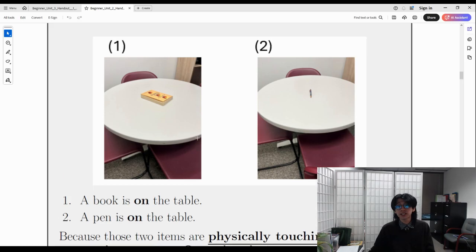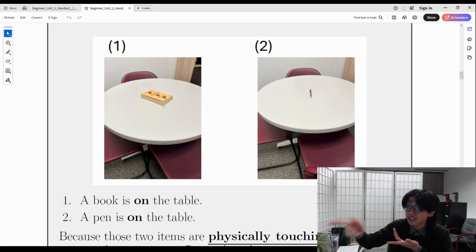I want you to take a look at this image over here. Here in number one, a book is physically touching the table. A book is on the table. Same thing for number two. A pen is physically touching the table. A pen is on the table. Okay? So that's one way to use a preposition to describe the place and location of the item.